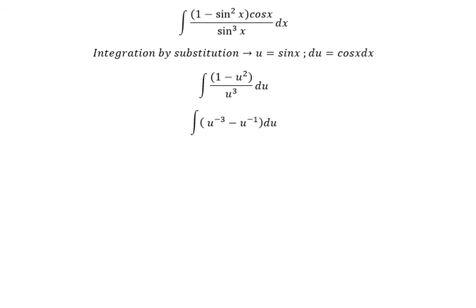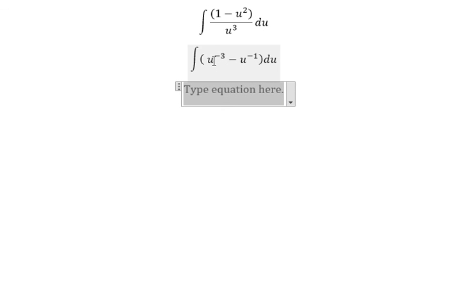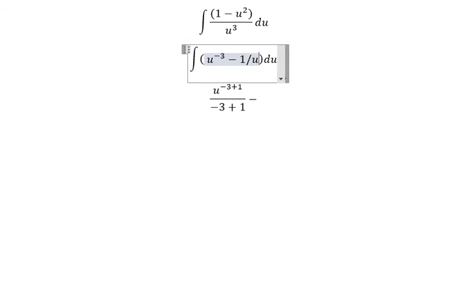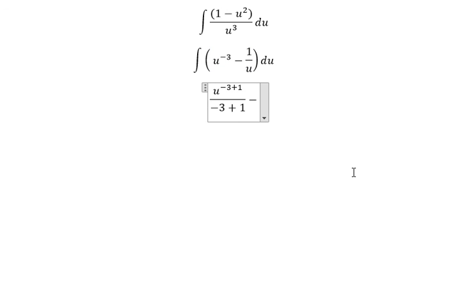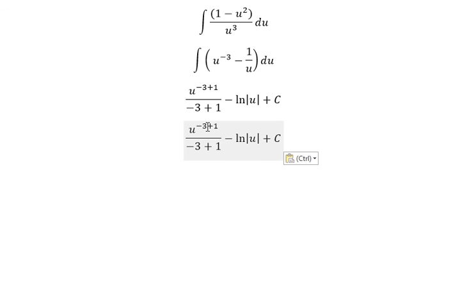And now we can get the final answer. The integral of u to the power of negative 3, you will get u to the power of negative 3 plus 1 over negative 3 plus 1. So the next one, u to the power of negative 1, that's 1 over u. In this situation, you will use the natural log, that's ln of the absolute value of u. Negative 3 plus 1, you will get negative 2, and you put negative 2 in here.